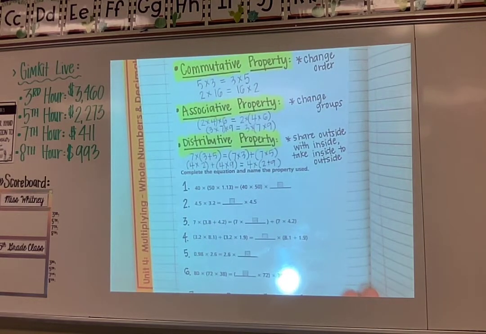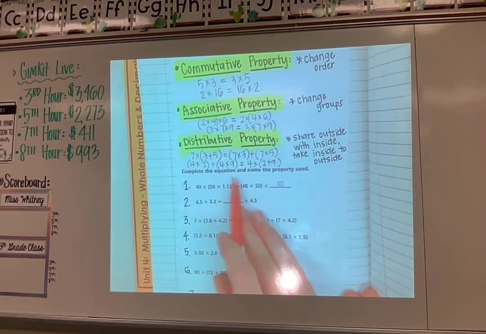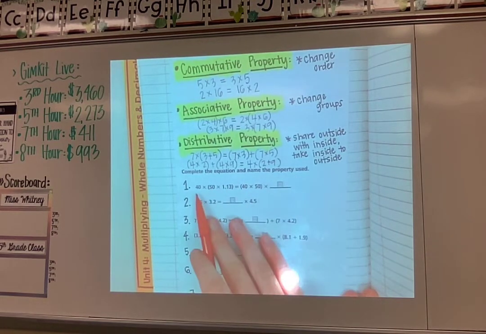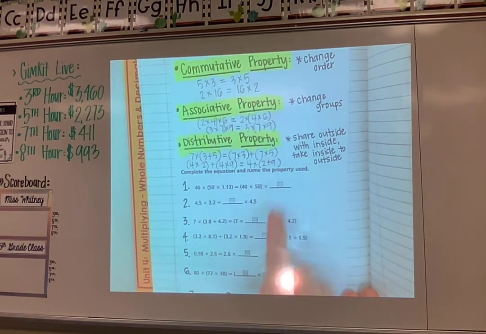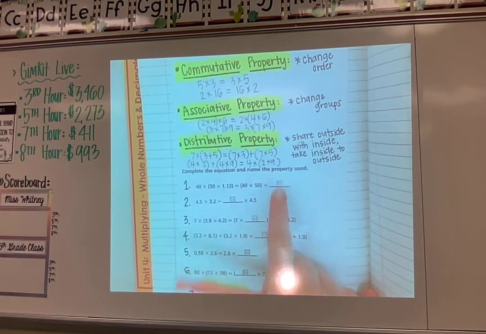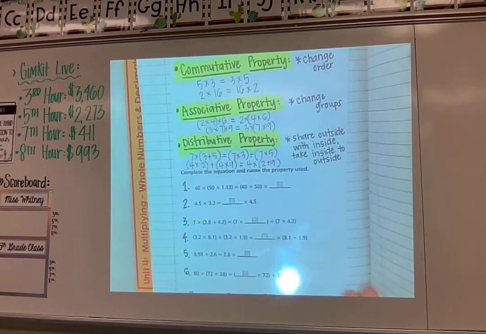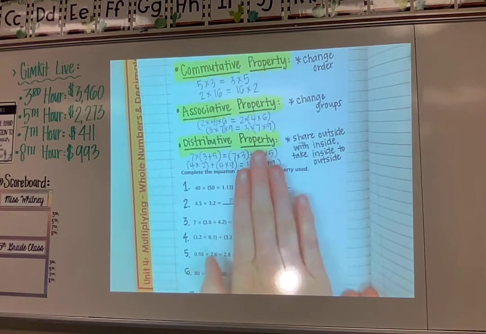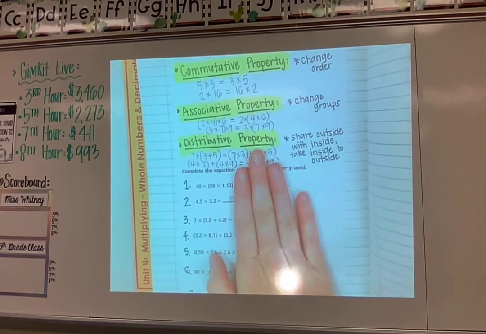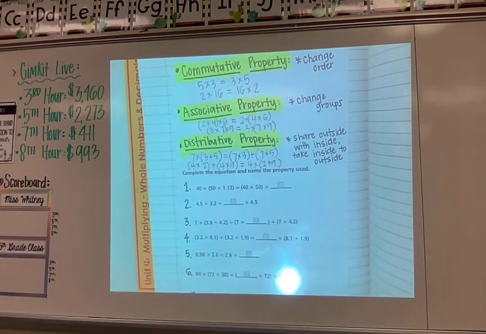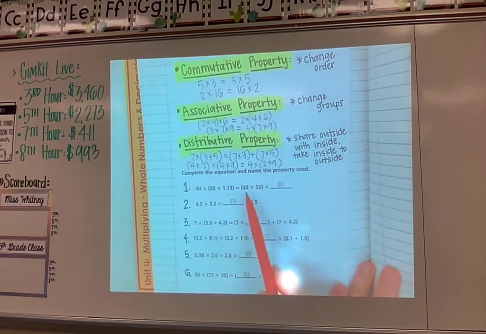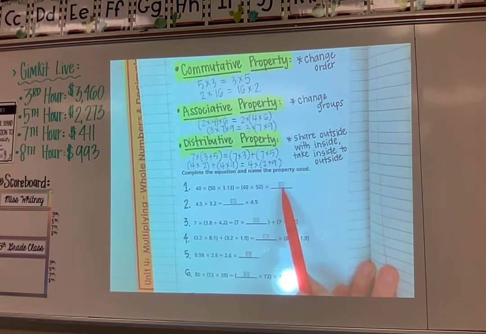In order to do this, it says complete the equation and name the property used. So they're going to give me one side equal to the other side. I have to first fill in the blank with what should go here, and then decide which property tells me that I can do that. So I like to cover up after the equal sign. I see 40 times 50 times 1.13. And I notice that the 50 and the 1.13 is in parentheses. Now I'm going to look at the other side, and I see 40 times 50 times something.